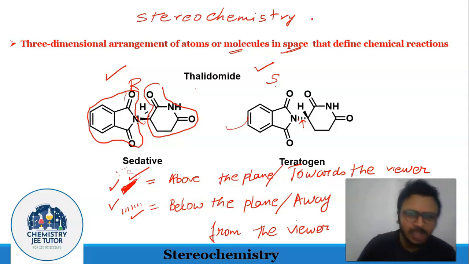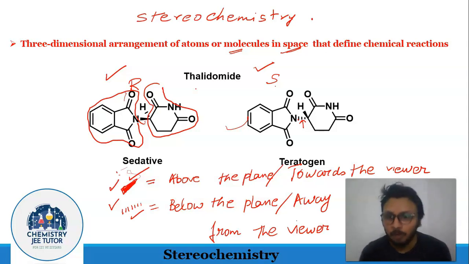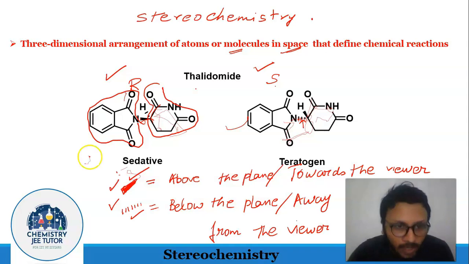Now we see this example, which I say is very important because it shows how important stereochemistry is. The only difference between these two examples is that the phthalimide group is attached above the plane to the cyclohexane moiety, which is in the plane, and in this case the phthalimide group is attached below the plane to the cyclohexane moiety, which is in the plane of the molecule. Also, we can see that this is a sedative while this is a teratogen.